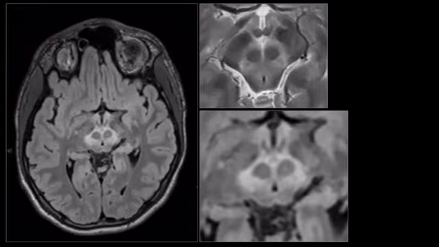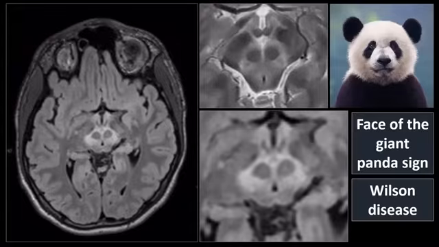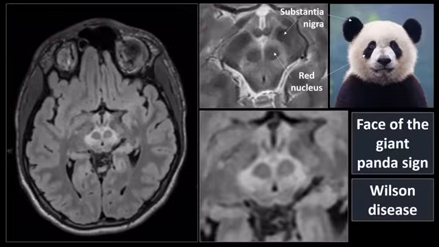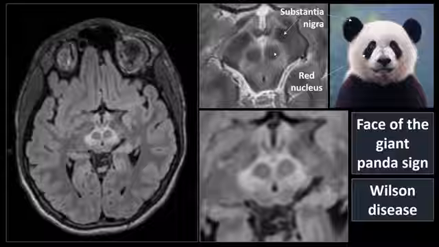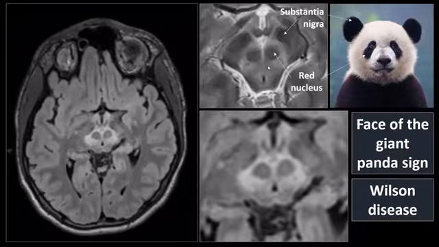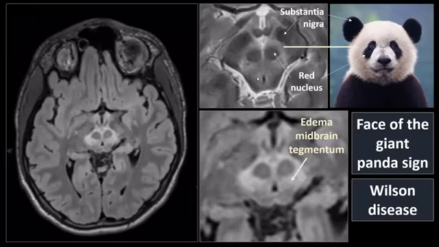And why do we call it the face of the giant panda sign? In case you don't see it, here is a giant panda. And of course, the red nucleus that is preserved corresponds to the eyes. The substantia nigra corresponds to the ears. And then we have the area of edema centrally in the midbrain, corresponding to the cute rest of the face of the giant panda. So Wilson's disease is a disorder that is pretty rare, I think.